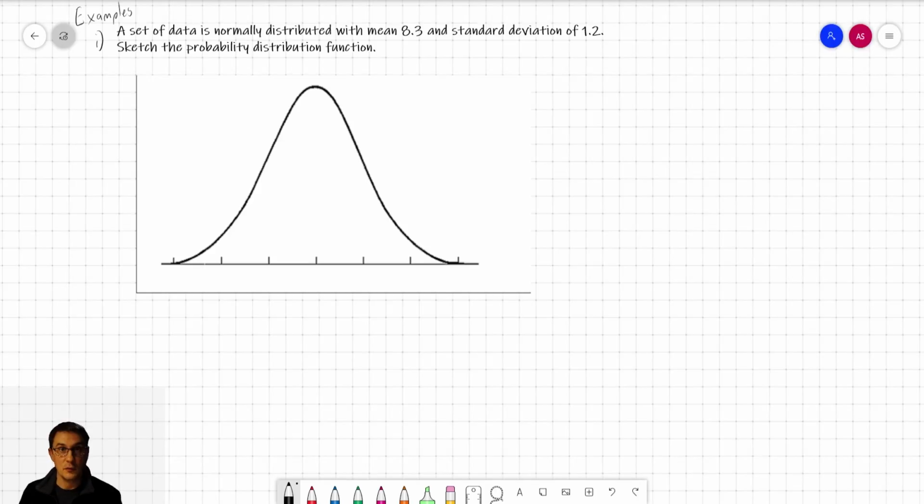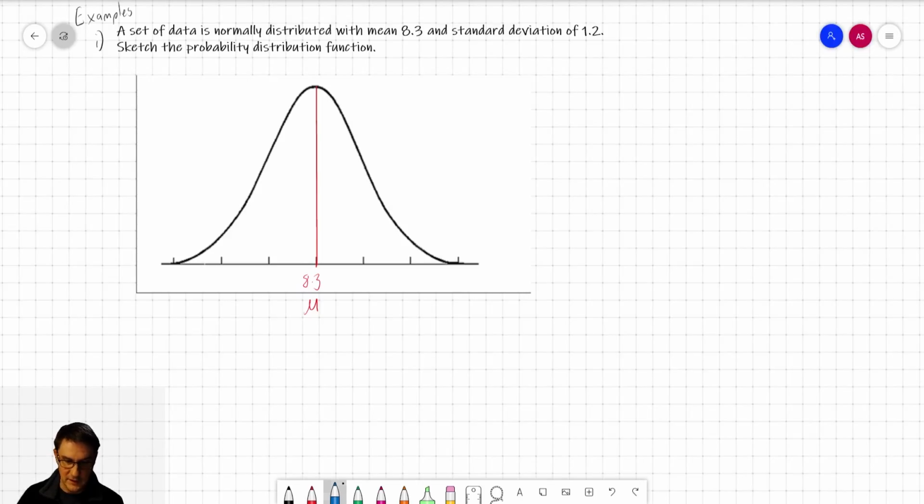A good thing about when you're dealing with normal distributions is the sketches are always largely the same. So you always know what you need to start with, which is going to be a graph like this. Now, we need to start to include some values. The mean is always going to be the middle of a normal distribution. It's also the median and the mode. So this here is going to be 8.3. So that's our median, which we're including here.